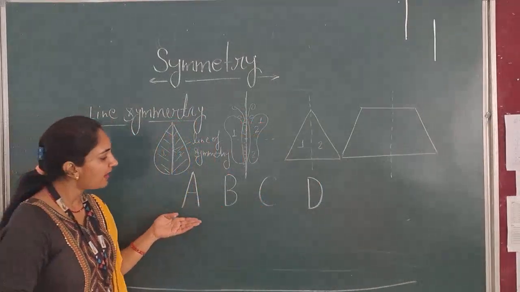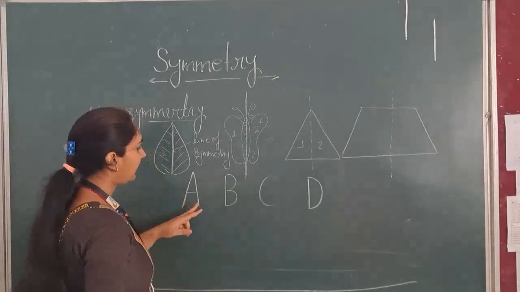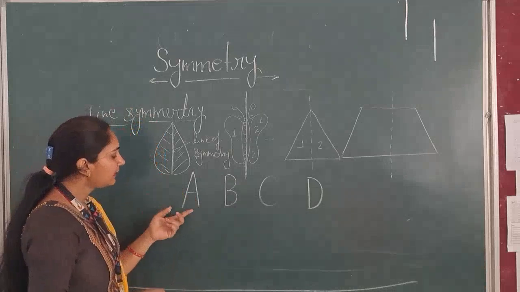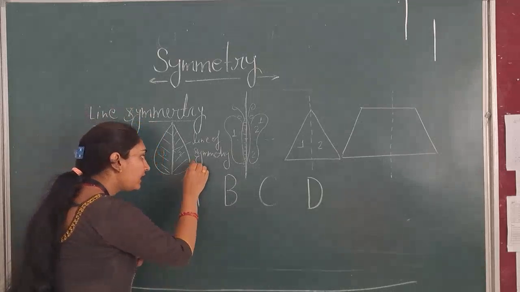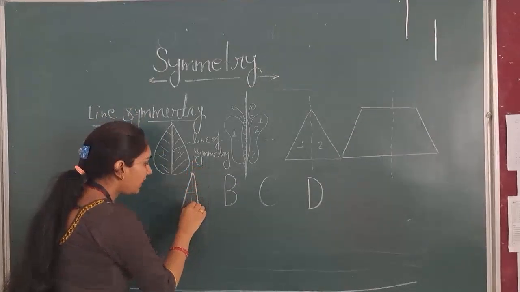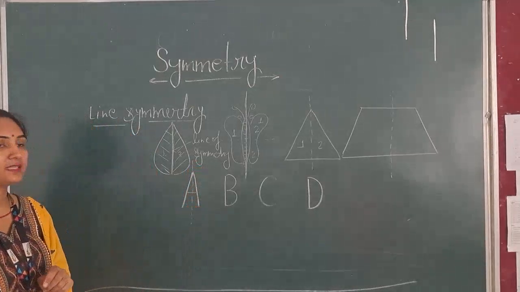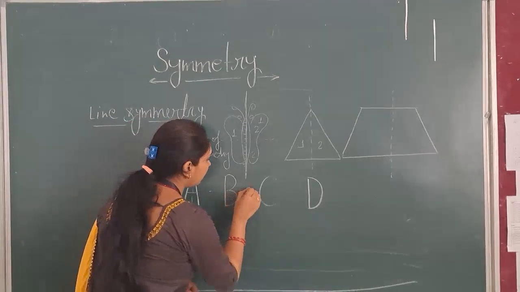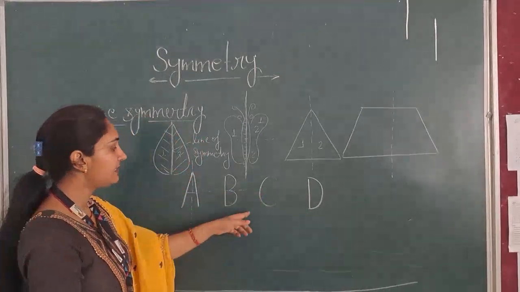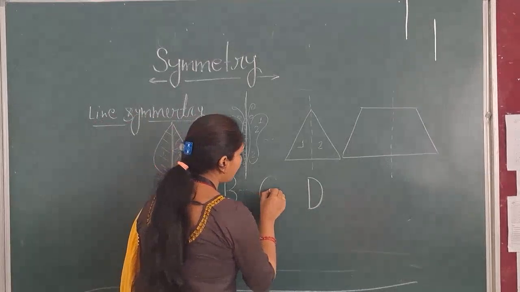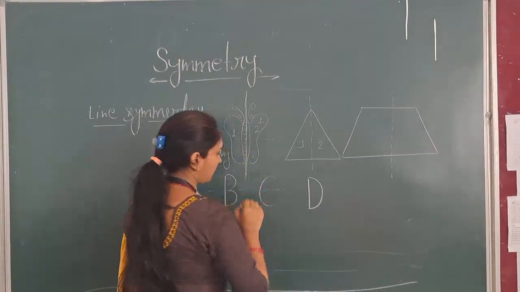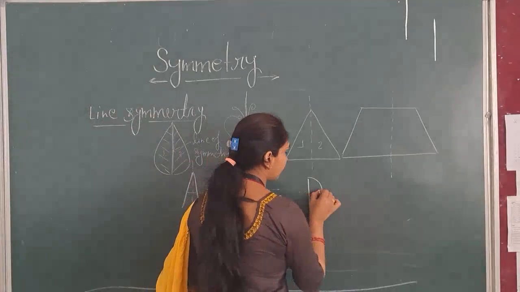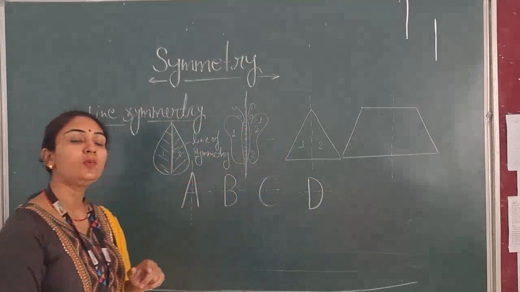Now, in the alphabets A, B, C, D, etc., we can see that A has one line of symmetry because we can cut it into two equal halves like that. In B, we can cut it like that. In C, it also has one line of symmetry like that. In D, yes, like that. We can cut it into two equal parts.